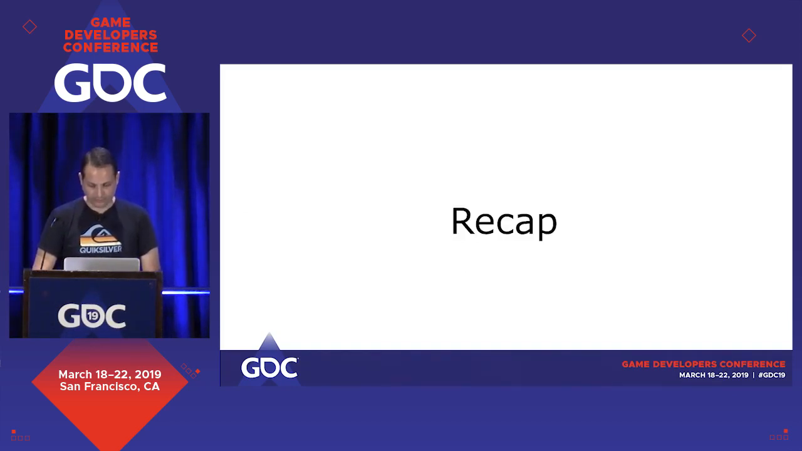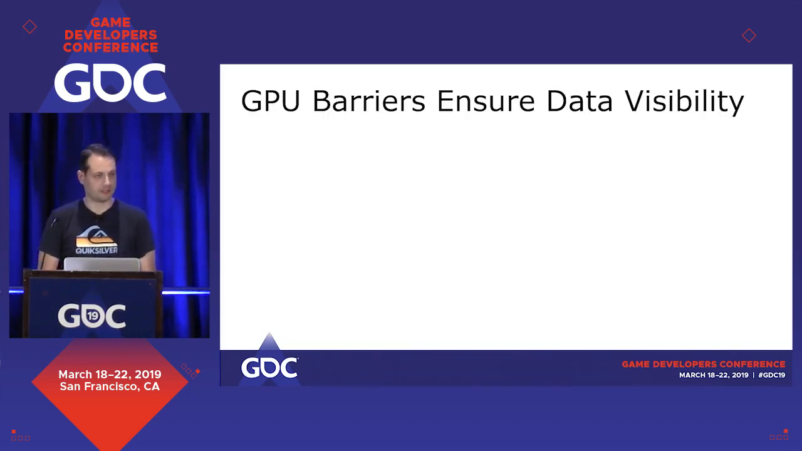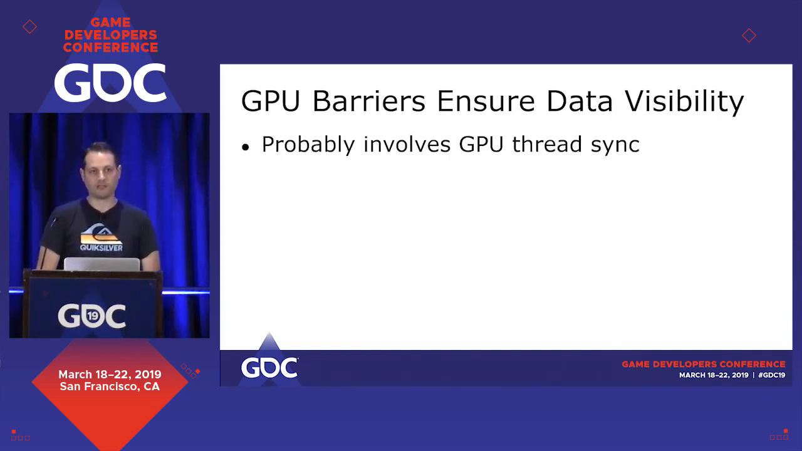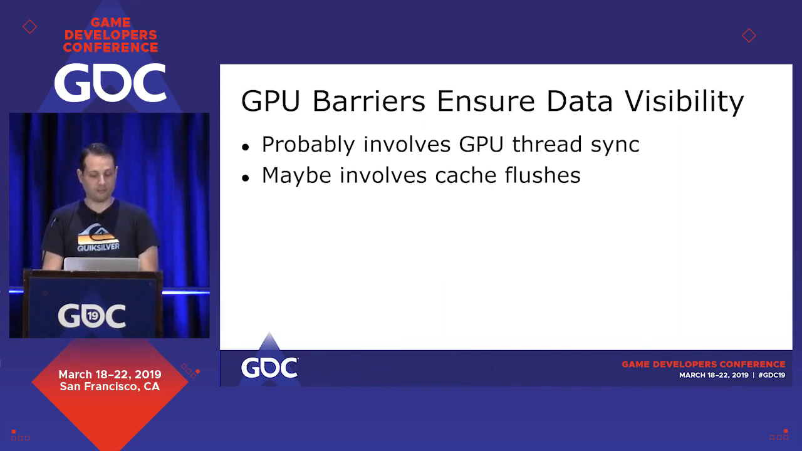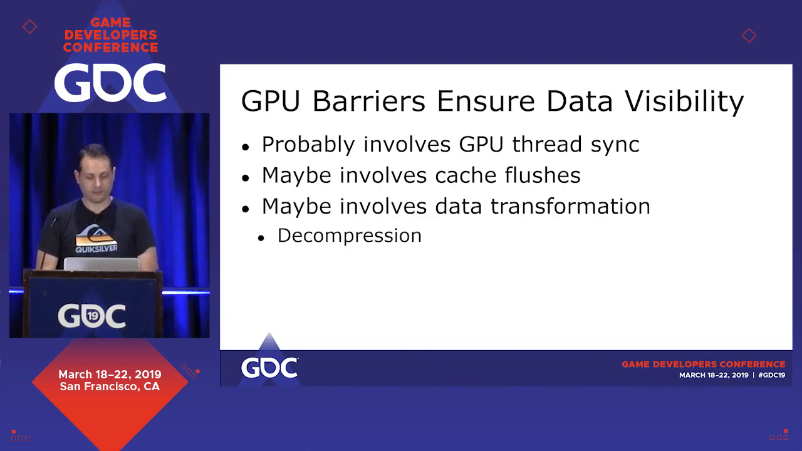All right, so just a quick recap to make sure I drive the important points home. Number one, the GPU barriers that you issue basically ensure your data visibility. That's what they're all about. That's why you have to do them. They're probably going to involve some kind of GPU thread sync, especially if you have a barrier between 2 dispatches or 2 draw calls. Possibly, depending on the hardware, they may involve a cache flush or an invalidation too, so you should watch out for that. And depending on other hardware-specific things, they may involve some kind of data transformation or layout change, which is typically some form of decompression operation. That can also make things more expensive than usual.